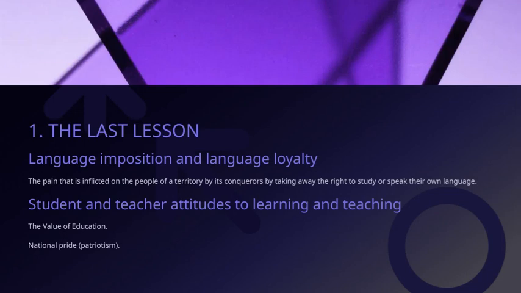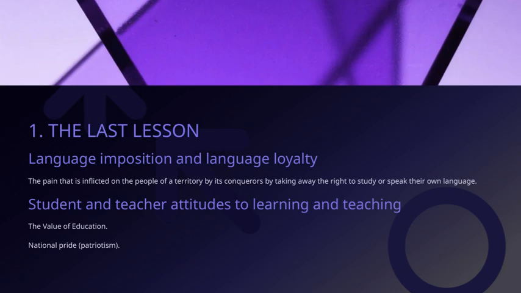Let's explore some important themes that connect to our overall discussion on cultural identity and resilience. First, we have national pride, or patriotism, which often serves as a unifying force within a country. It's about feeling a deep connection to your homeland and wanting to preserve its values and traditions.